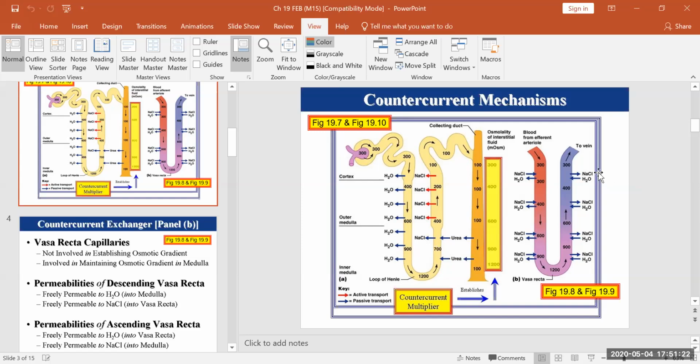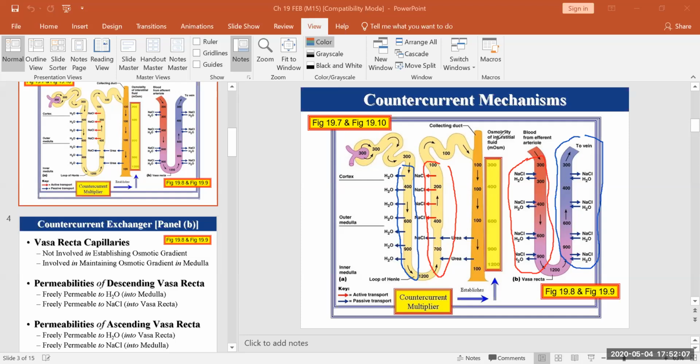So let me draw it out here. You have here the descending limb of the loop of Henle. This part is interacting with this part. Blue with blue. And the red part, the ascending limb, is interacting with this part.